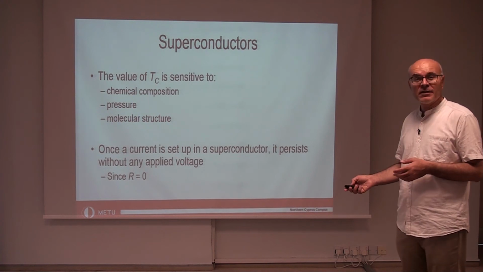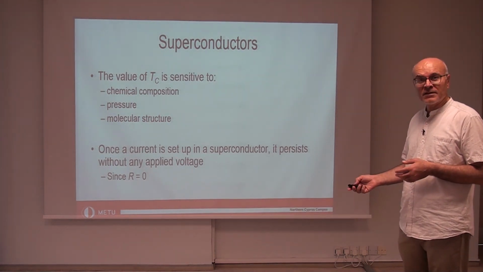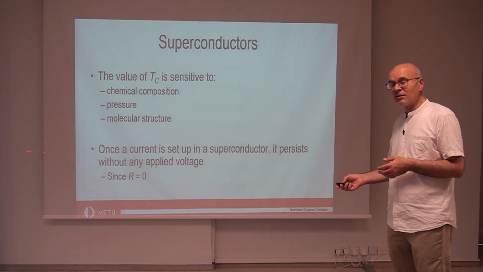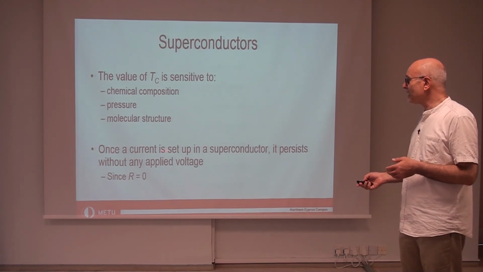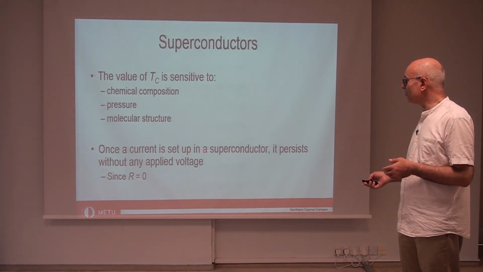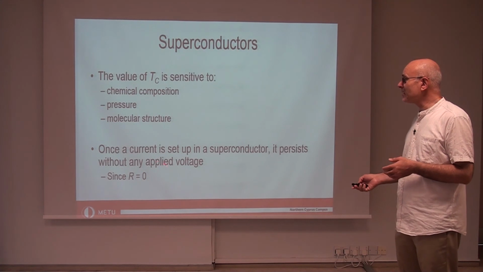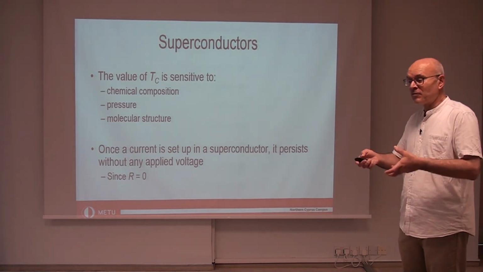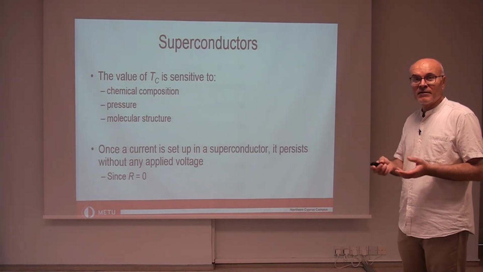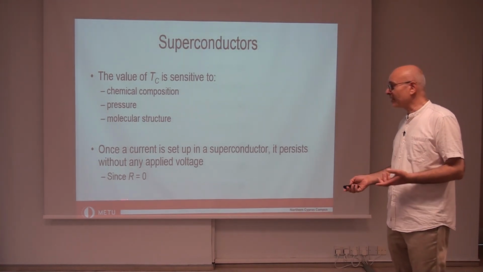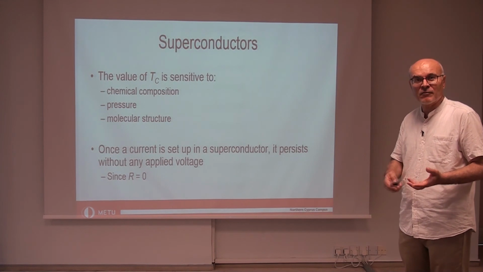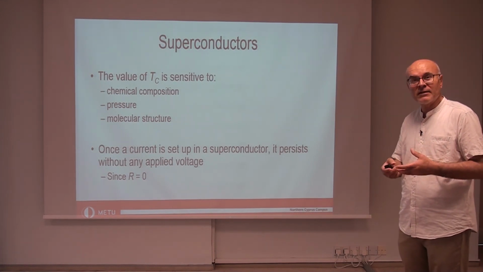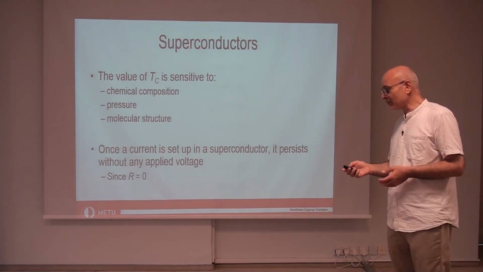And one of the interesting characteristics of a superconductor is that if you set a current in that superconductor, then that current persists without any applied potential, because R is equal to zero. Even if you drop the potential, the current persists because there is no resistance. Once the electrons are circulating, there is nothing to stop them.